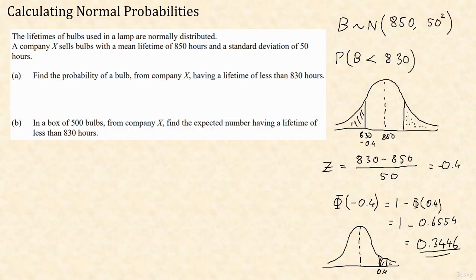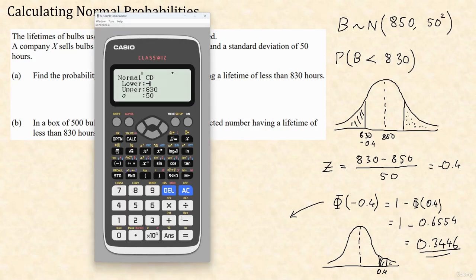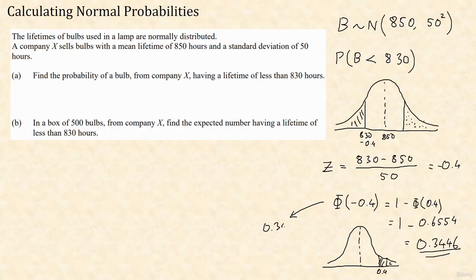An alternative way is just go straight to the calculator and say it's got an unbounded lower end. It goes up to minus 0.4. This is with a standard normal distribution, so standard deviation 1, mean of 0, and there it is, 0.3446. You get the same answer whichever way you do it. So that's the first one.